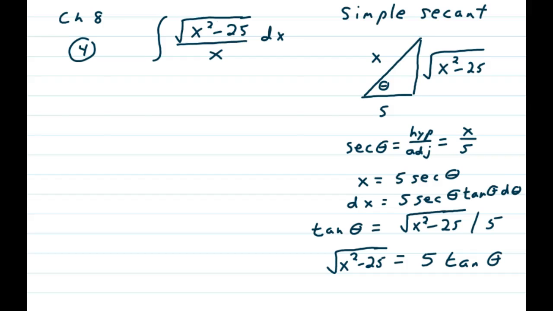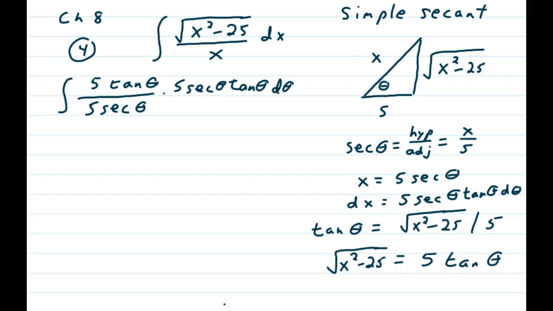Now when using the secant, you always use the tan, and the tan of theta is equal to the square root of x squared minus 25. From that picture, it's the opposite side over the adjacent side, which is 5. Multiplying both sides by 5, I see that the square root of x squared minus 25, which is algebra, is equal to 5 tan of theta. So now I have all the pieces of algebra that I need to change into trig, and those trig pieces I'm going to replace in that integral.